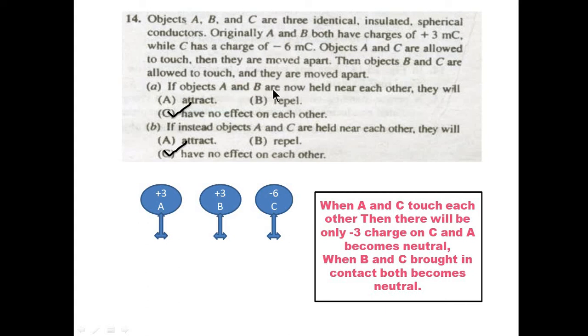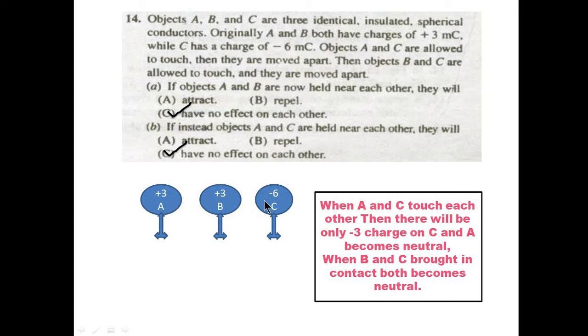If objects A and B are now held near each other, they will have no effect on each other, right? After touching and after completing all this, all are neutral. A and B held together will have no effect on each other because they are neutral. If instead A and C are held together, they are also neutral and have no effect. Remember, I have already told you about the touching of these objects and how they become neutral.